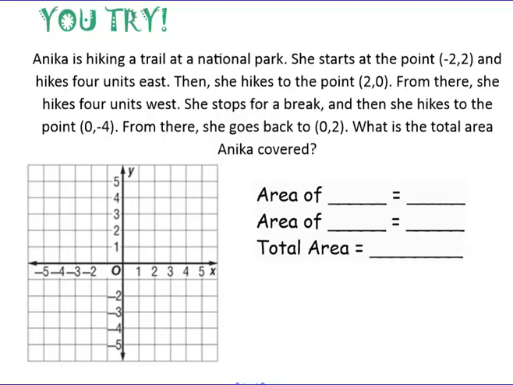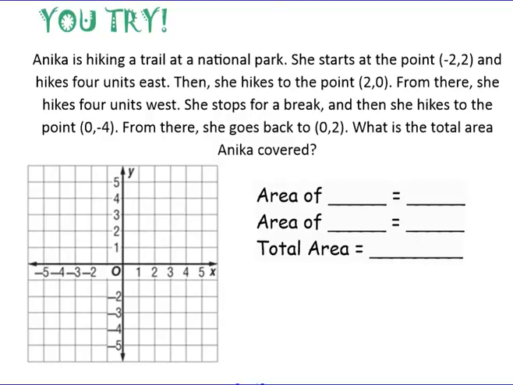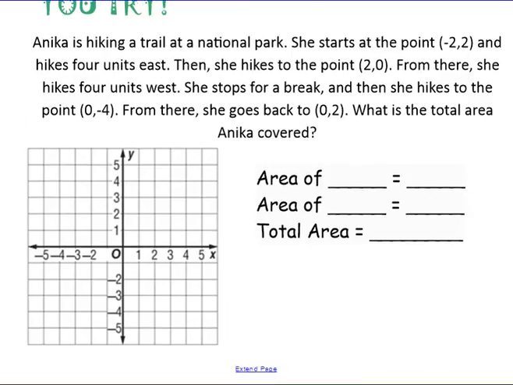All right, we're going to try some word problems now. And some of these are also going to be on the coordinate plane. So Annika is hiking a trail at a national park. She starts at point (-2, 2) and she hikes 4 units east. Then she hikes to point (2, 0). From there she hikes 4 units west. She stops for a break and then she hikes to the point (0, -4). From there she goes back to (0, 2). What is the total area Annika covered?